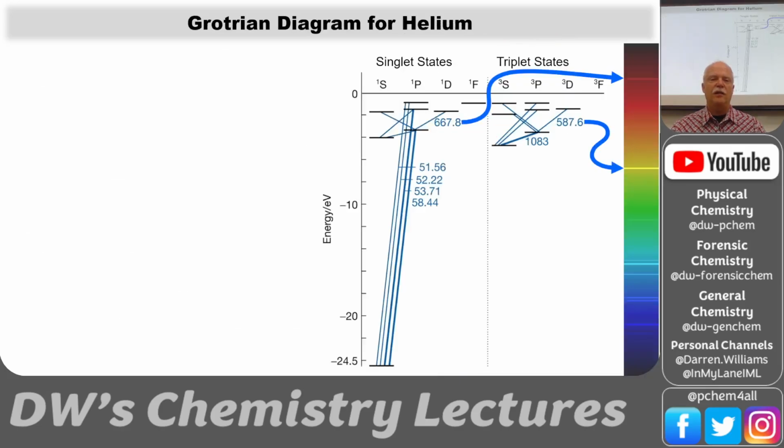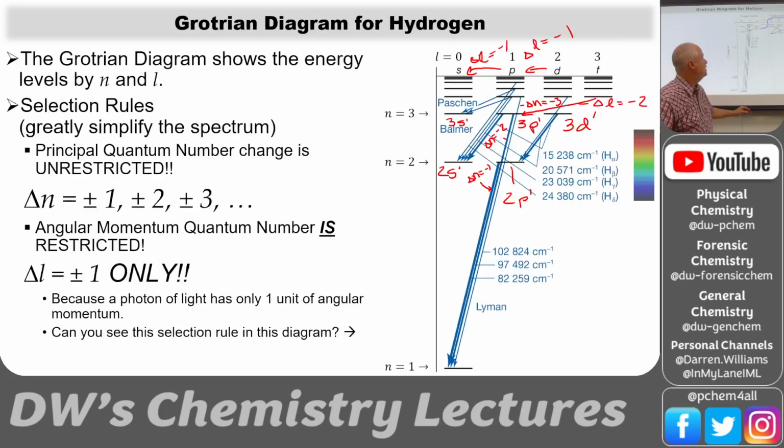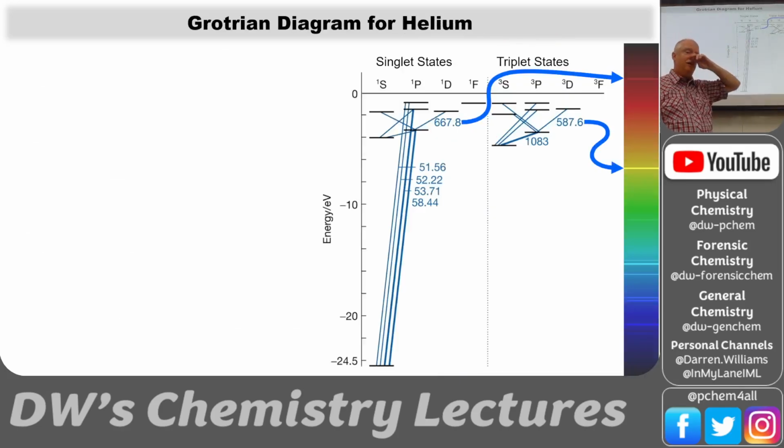Okay, so now let's look at helium. What do you notice first? This was the hydrogen Grotrian diagram: SPDF across the top, and n quantum numbers going up. We go to helium now. We've got two electrons, and now we've got almost two diagrams, a diagram here and a diagram here. Notice up there we have singlet and triplet states. What does that mean? Well, that's related to the number of unpaired electrons. Now that we have two electrons, they can be paired up or they can be unpaired. And so that's where we get the singlet and the triplet.